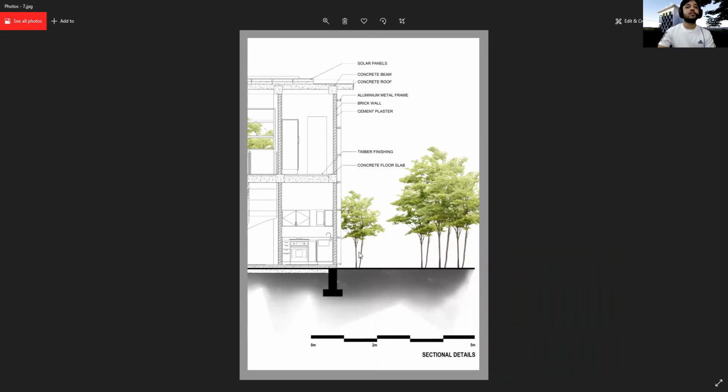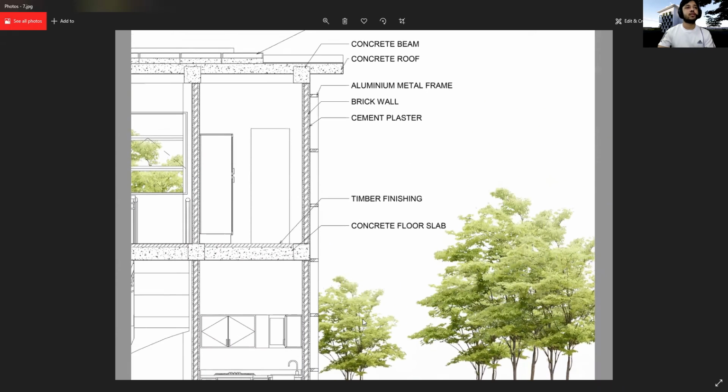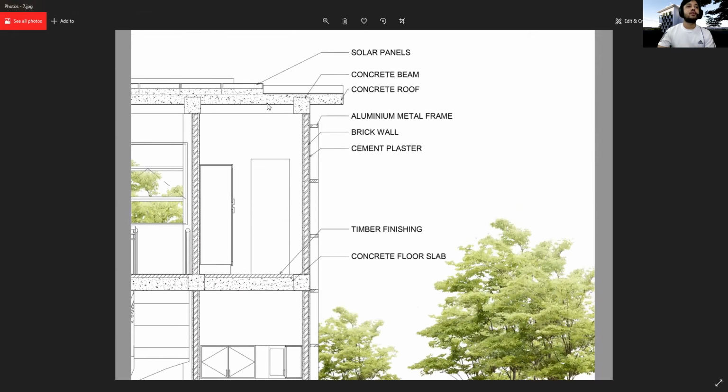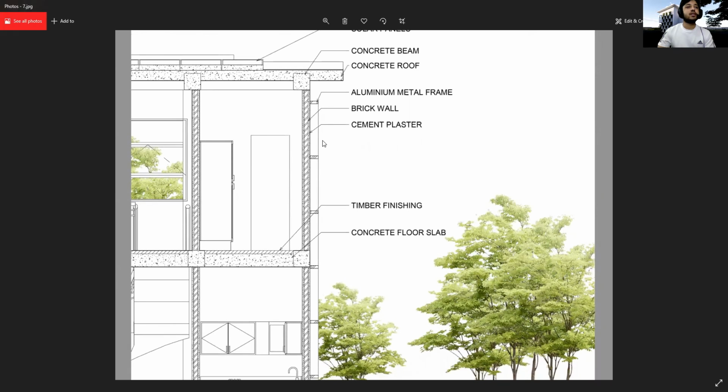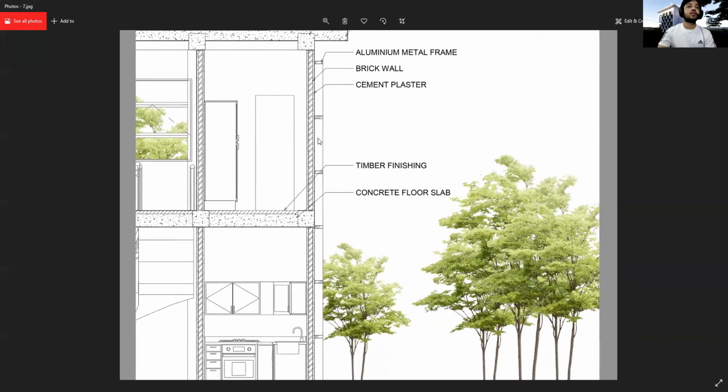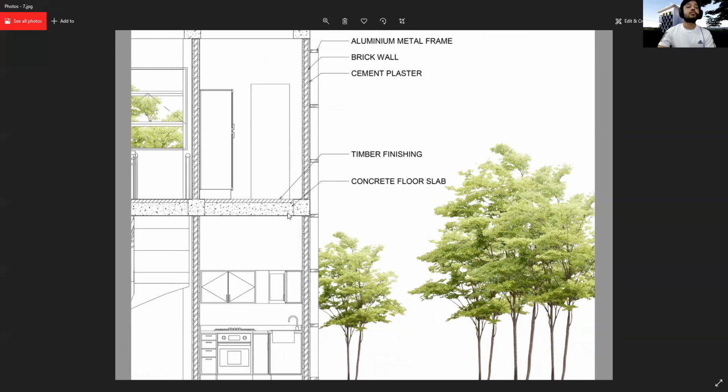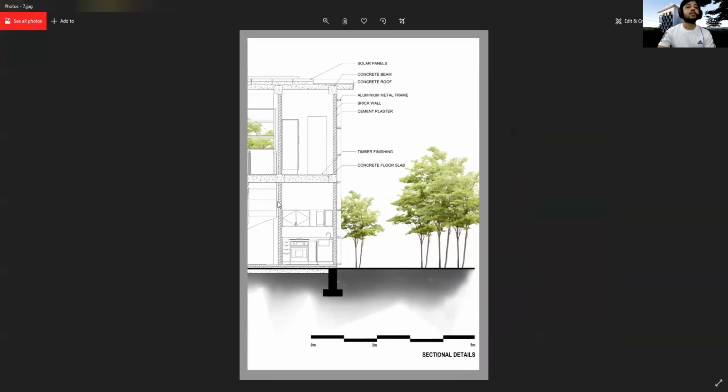This is the sectional details board. This shows the construction details of the house. The solar panels are placed on top. The roof is made of concrete. The beams are made of concrete as well. For the vertical garden, I'm using aluminum to build a frame in which the plants can grow. And the walls of the building are made of brick. The walls are basically brick walls with cement plasters. And for the floor, I'm using concrete floor slabs with timber finishing.